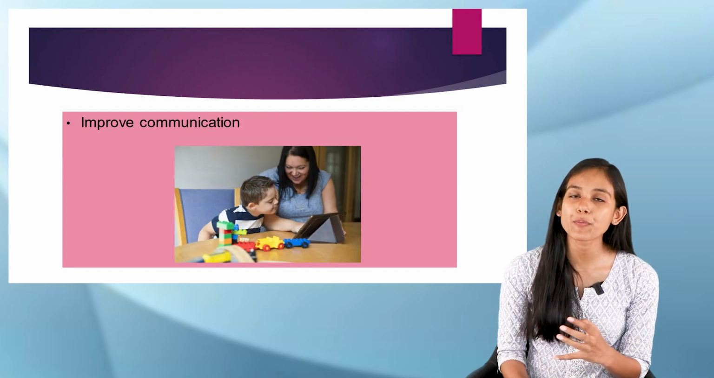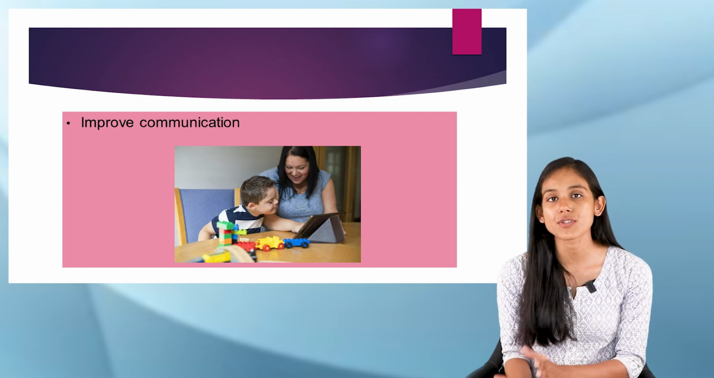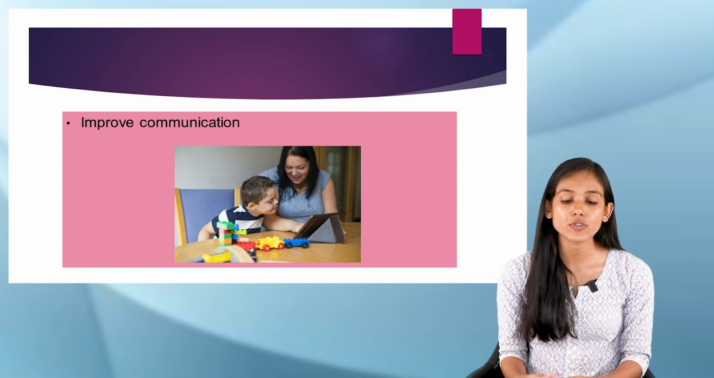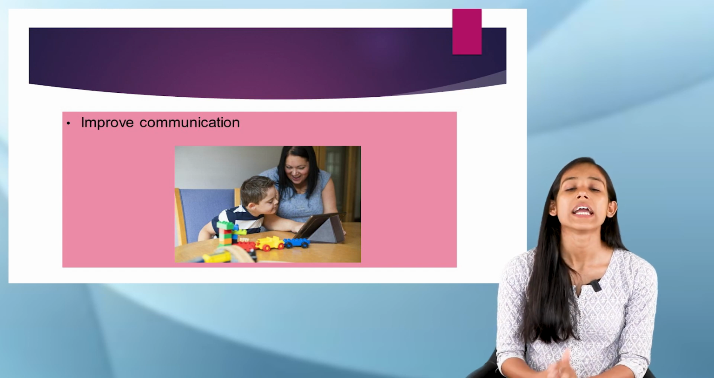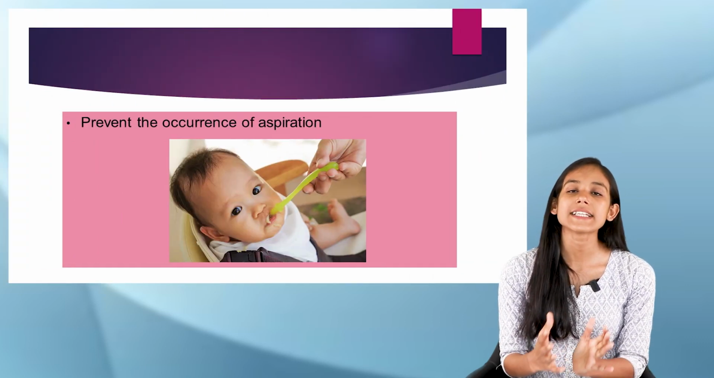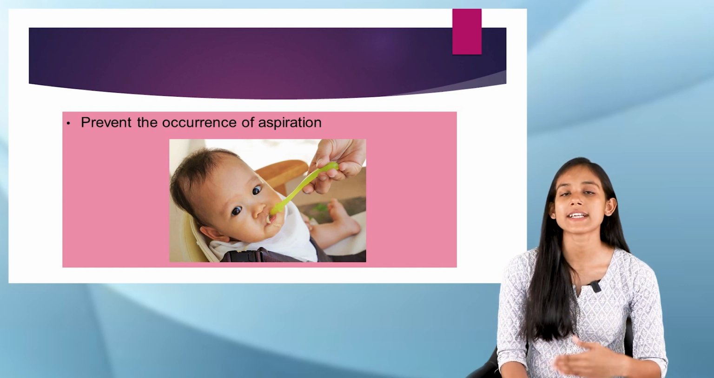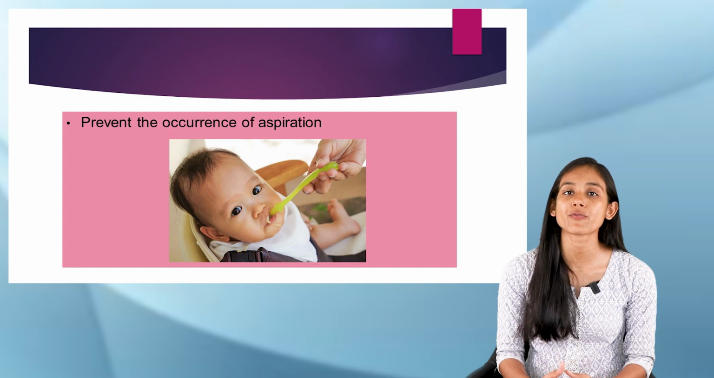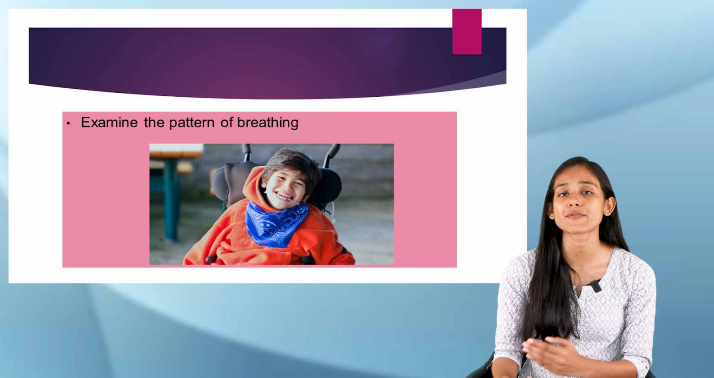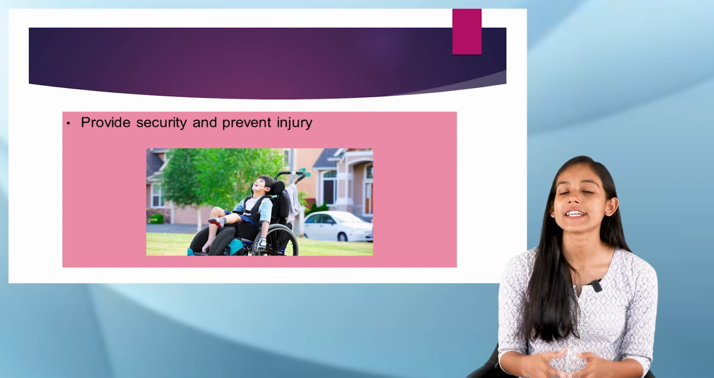And then the next thing would be improving their communication. So how can you improve their communication? You have to examine the response to the communication. You have to use cards or pictures or whiteboards to facilitate communication. And also you have to involve the family in training the child to communicate. And the next thing is you have to prevent occurrence of aspiration, and whenever the child is eating or drinking, you have to provide an upright or semi-sitting position. And you have to examine their pattern of breathing. And you have to provide security and prevent injury.